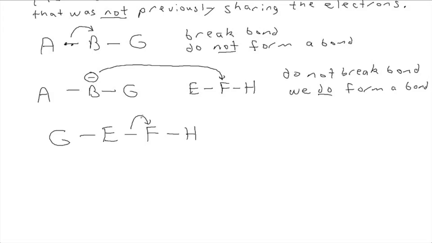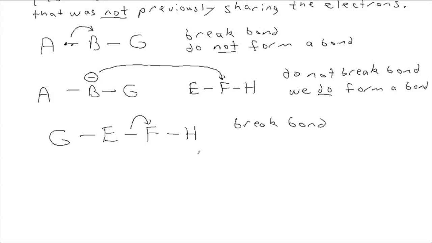So does this arrow tell us to break a bond, form a bond, or both? Just break a bond. Between which two atoms? E and F. Good. By the way, did we remember to do that up here? Here we said we were forming a bond. We're forming a bond between which two atoms? B and F.